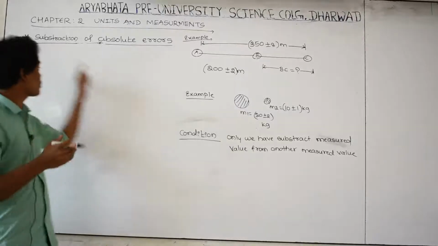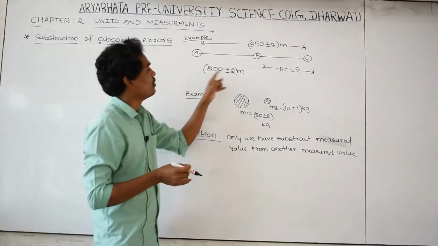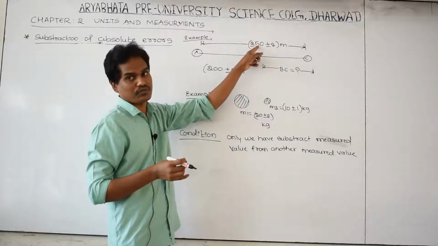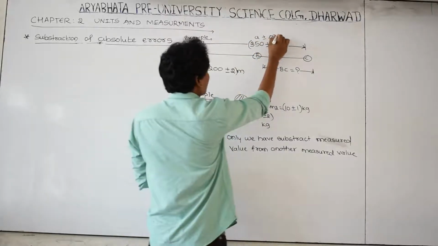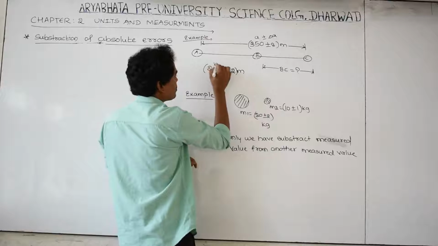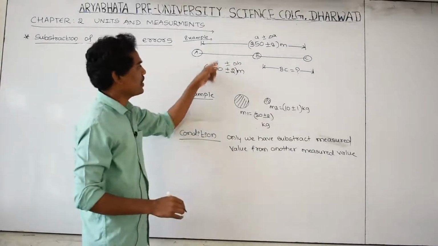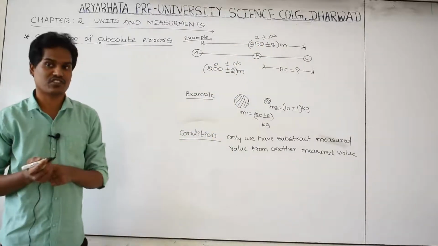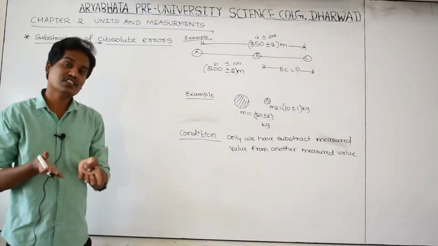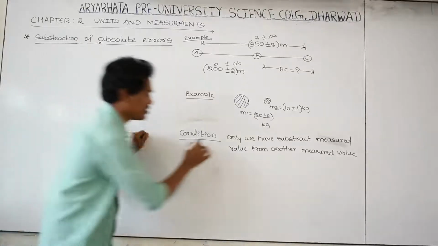Then what do you have to subtract? It is only possible to subtract measured value from measured value. This is A plus or minus delta A. For example, this is B plus or minus delta B. B and A are measured values. Delta A and delta B are absolute errors. For errors, you just have to add those, not subtract. You remember, this is the first condition.